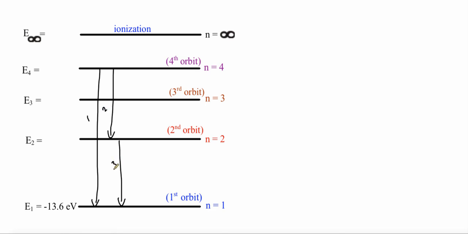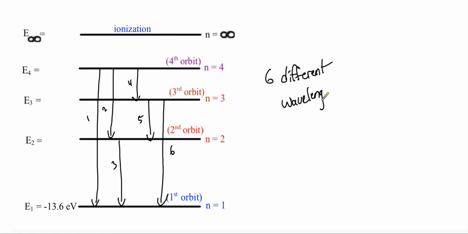Then maybe it only goes to this one. This is 4. And then it could go to here, which is 5. And we already have this one, which is 6. So altogether, I look at this, I have 1, 2, 3, 4. And we have one more though. It could also go from there straight down for 6. So altogether, there are 6 wavelengths that can be given off.